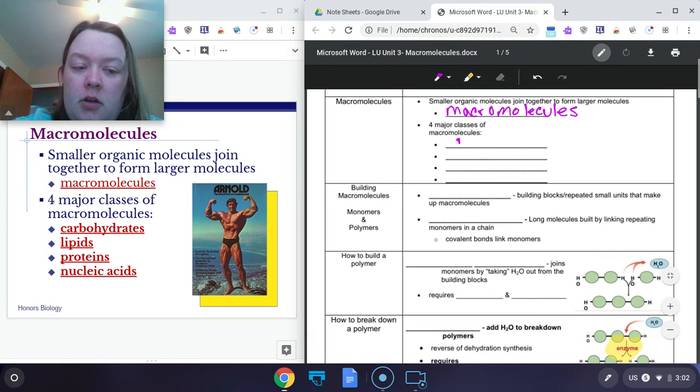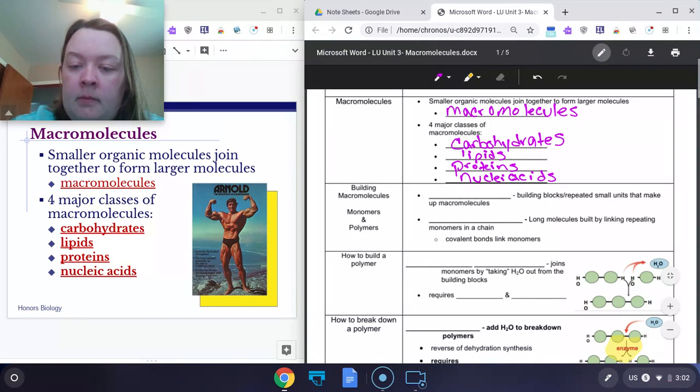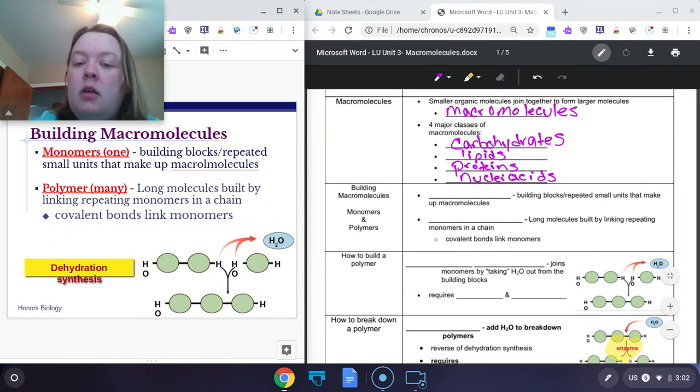The first one is carbohydrates, followed by lipids, and then proteins, and nucleic acids. Again, all found in living things.